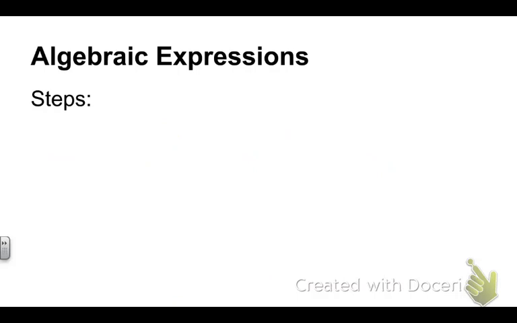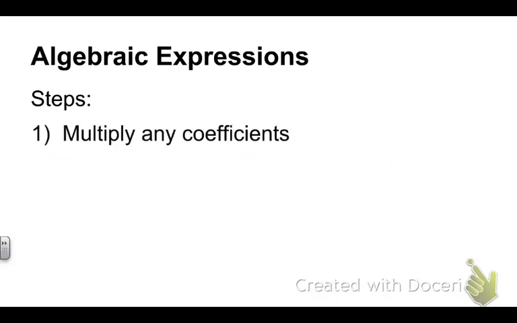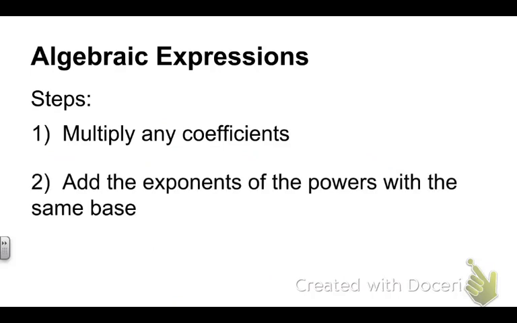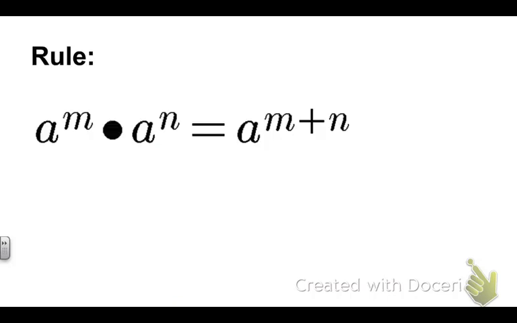So now our algebraic expressions, there's a couple steps here. The first step is to multiply any coefficients. Those are the numbers that happen before the variable. Go ahead and multiply those. The associative and the commutative properties let you do that. Second step, add your exponents. And again, it has to be of the powers with the same base. And then finally, simplify.